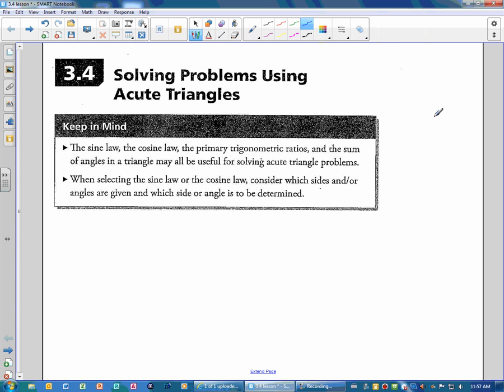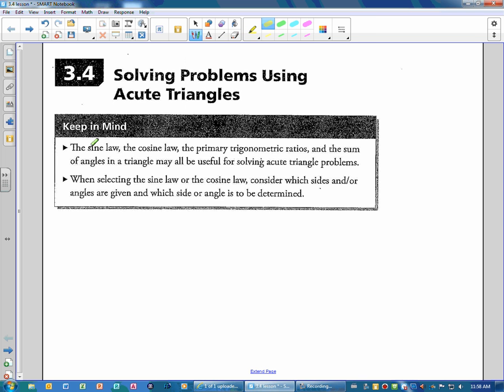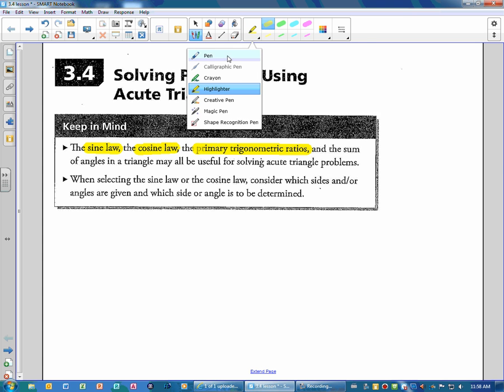Okay, so let's wrap up this chapter with section 3.4, solving problems using acute triangles. In this lesson, they're just going to give you problems, and you're going to have to use your tools, as they've listed here in the Keep in Mind section. Your tools are the sine law, the cosine law, and the primary trig ratios. And it says the sum of the angles in a triangle may all be useful for solving acute triangle problems. These are your tools.